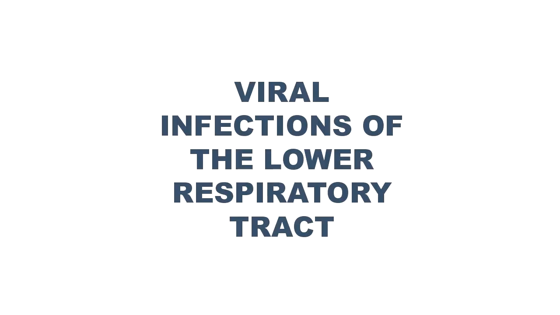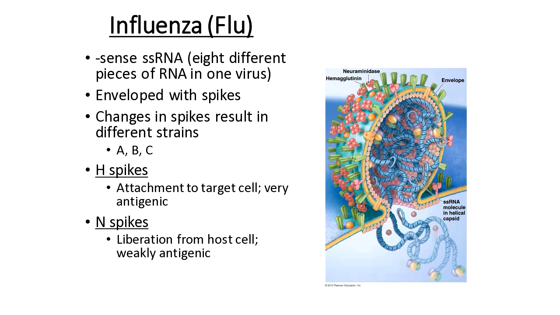Okay, so now we're going to be focusing on some viral infections of the lower respiratory tract. And the very first one that I want to talk about is the flu. Now, the influenza virus is an RNA virus. It has an envelope, and stuck in that envelope there are two spike proteins. One's called the hemagglutinin spike, and the hemagglutinin spike is usually used by the virus to attach to host cells. And then there's another spike in here called the neuraminidase spike. This is typically used as an enzyme to release the new virions from the host cell.